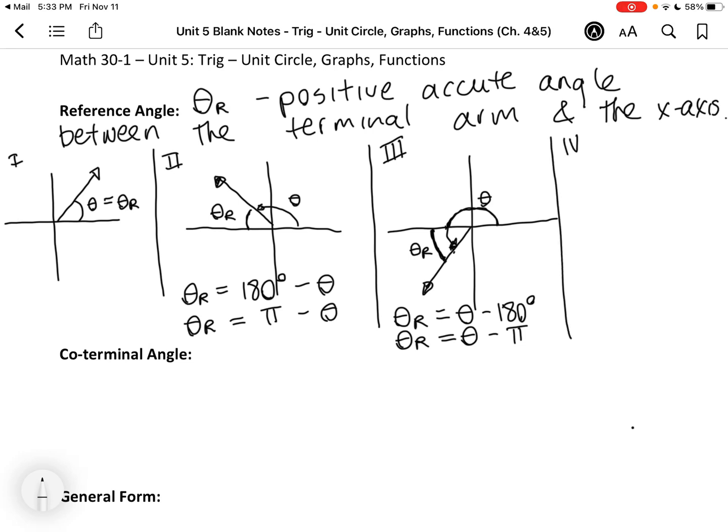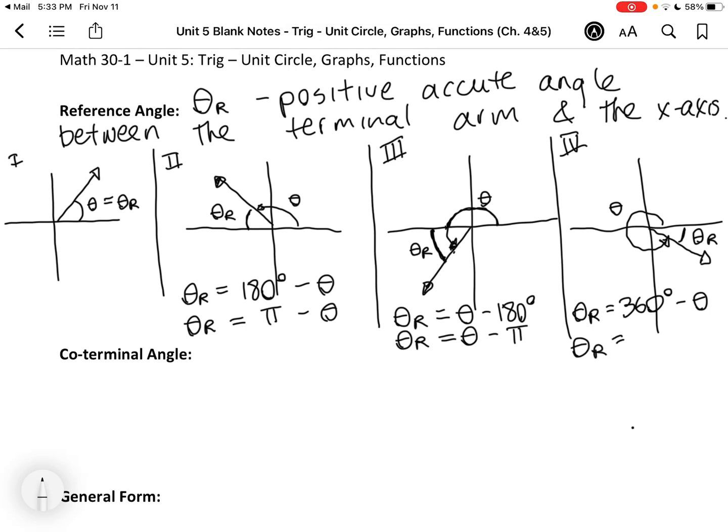And then finally in the fourth quadrant, here's our angle, theta. The reference angle is this guy here. In this case, the reference angle and the angle itself add to 360 degrees. So to get the reference angle, we can take 360 degrees minus the angle itself, or in radians, 360 degrees is 2 pi radians minus theta.